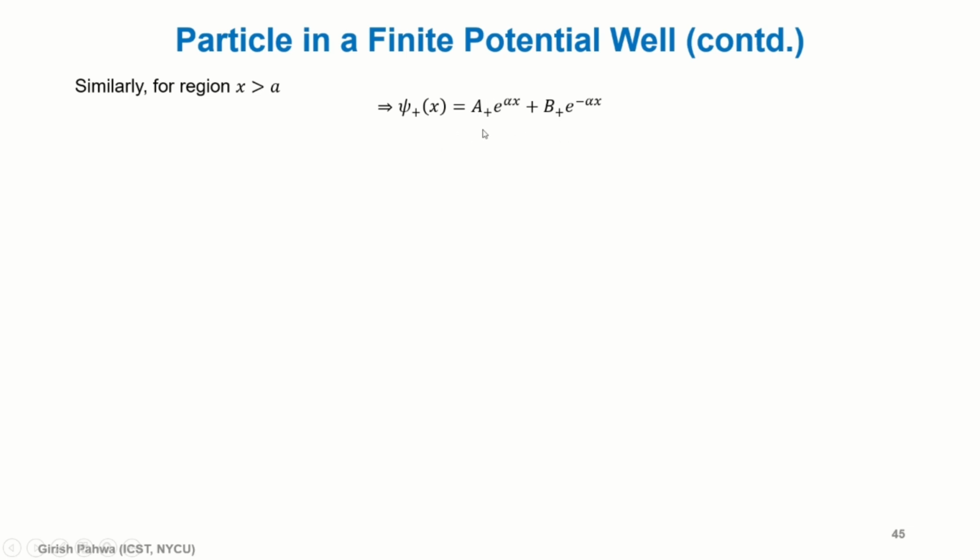Now again, in this particular wave function, I cannot have A plus as non-zero, because if A plus is non-zero, then e to the power alpha x. So if x tends to plus infinity, see, x is greater than a I am talking about. So I am talking about a region where x is positive, and x can go to plus infinity. So this is going to blow up. The only way to save it is to make A plus equal to 0. So what are we left with? Psi plus is equal to B plus into e to the power minus alpha x.